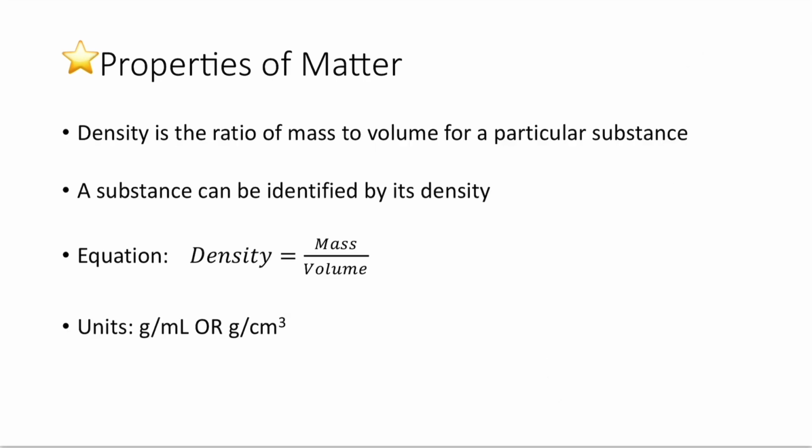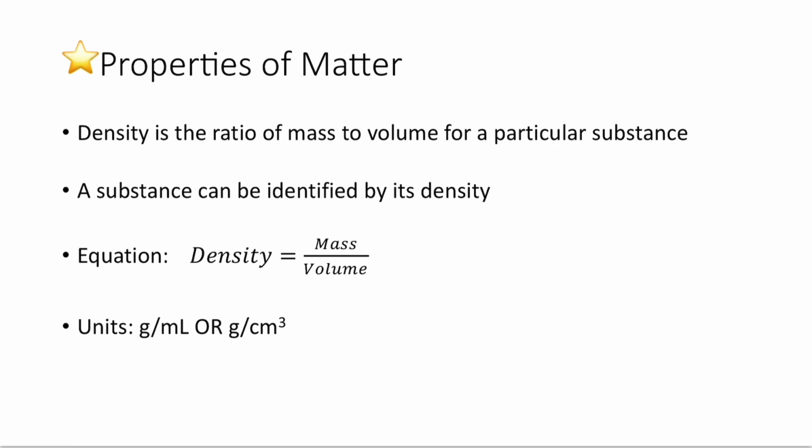When we talk about density, density is in fact the ratio of mass to volume for a particular substance. So if something has a lot of mass in a small amount of volume, it's said to be more dense. If you have a small amount of mass in a large amount of volume, then something is said to be less dense. And a substance's density is unique to it, so you can actually identify a substance based on what its density is.